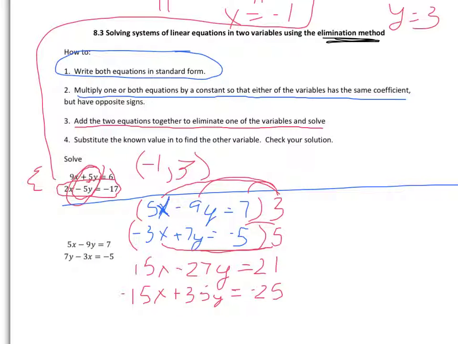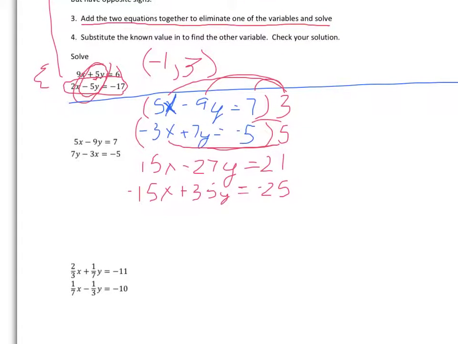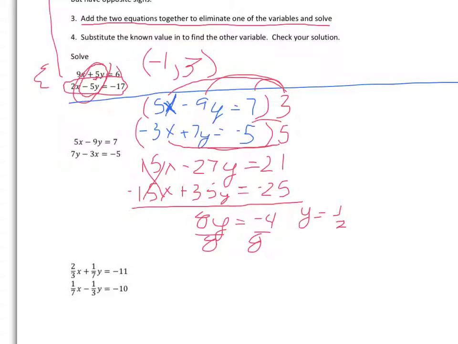Now notice, we've multiplied both of the equations by a constant, and we have a situation now where if we add these things together, we're going to eliminate the x's, which is the whole method of elimination. That's what we want to do. So adding these together, 15x minus 15x is nothing. Negative 27y plus 35y, that's going to give us 8y, and this equals negative 4. Divide by 8, and we get y equals negative 1/2.